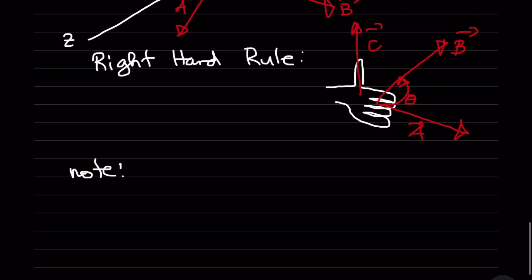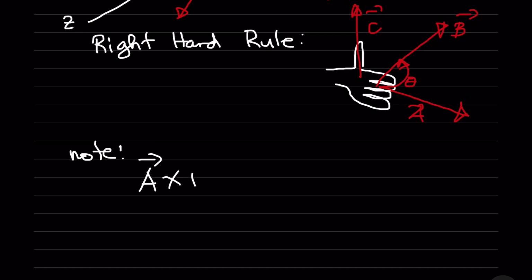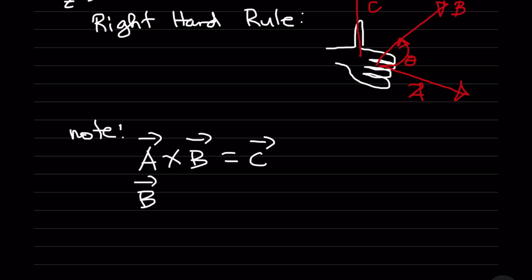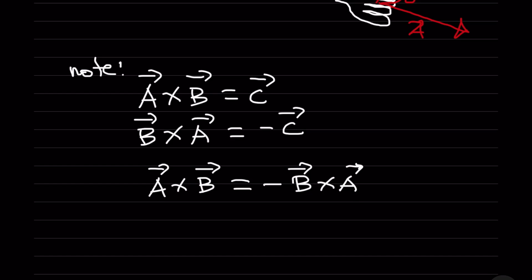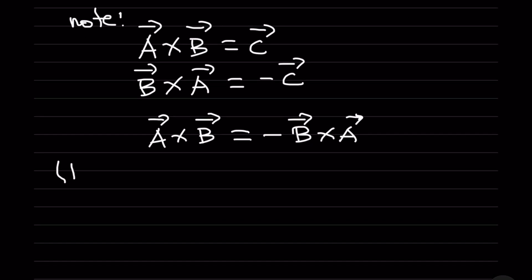So in getting the direction of the cross product, the arrangement of the vectors is important. The cross product of A and B is equal to C. Now if you reverse that, the cross product of B and A, the direction is actually opposite to vector C. So the order is important.